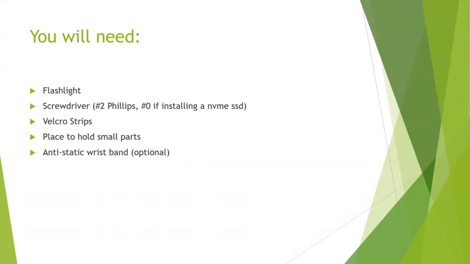And then we'll also need a place to hold any small parts or screws, like a magnetized tray or a bowl, in which we don't want to be losing any small parts or screws, as then we won't be able to secure our parts fully. And lastly, we'll need an anti-static wristband. And this is optional, but if you live in an area with a lot of static, then I highly recommend you get one.